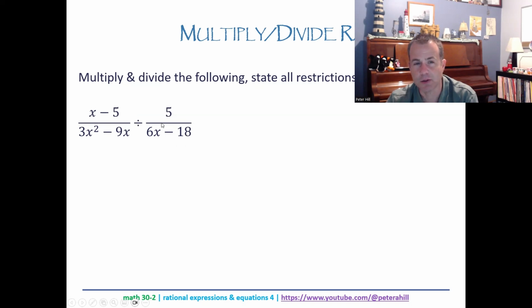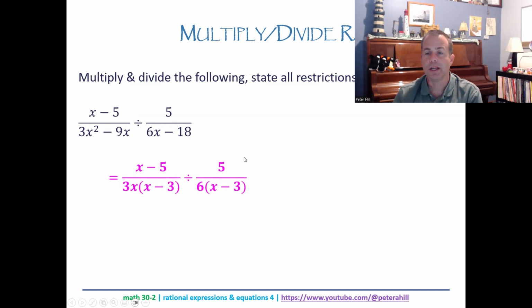Here, I can take out a 6 and be left with an x minus 3. Okay, so that would be my factored form. Now, I want to think about non-permissible values. For here, x can't be 0. For here, x can't be 3.